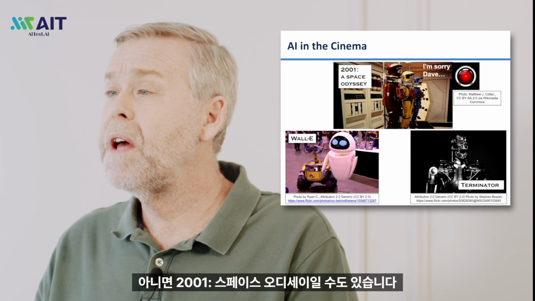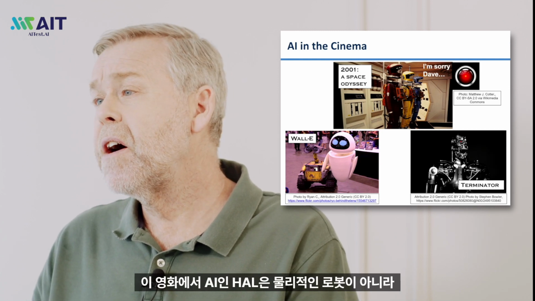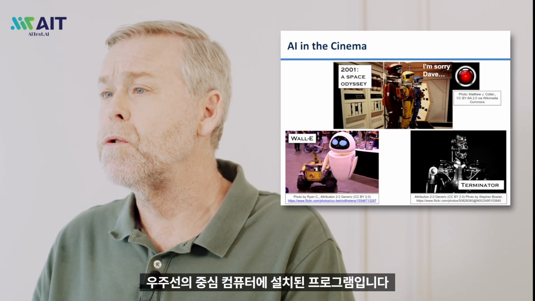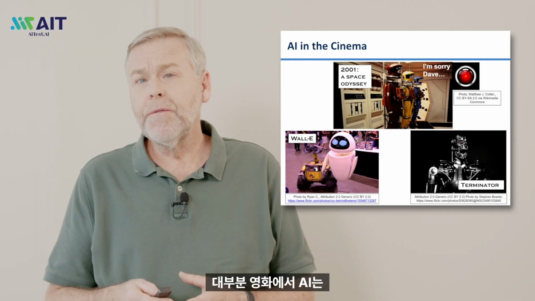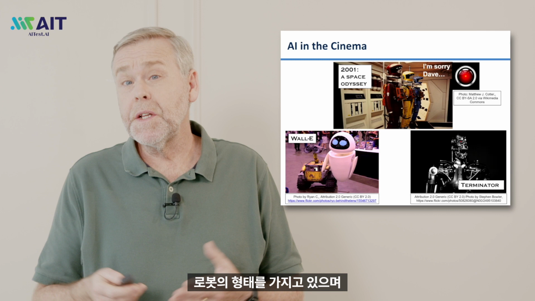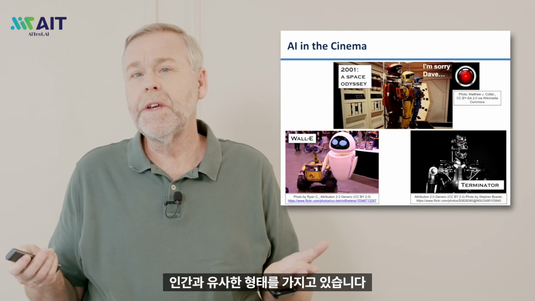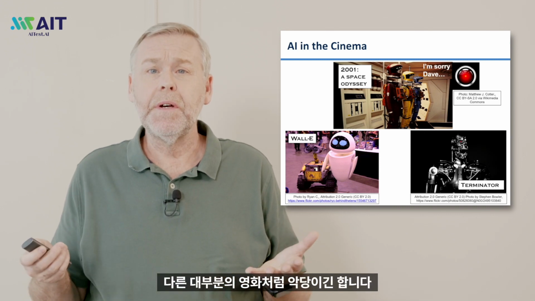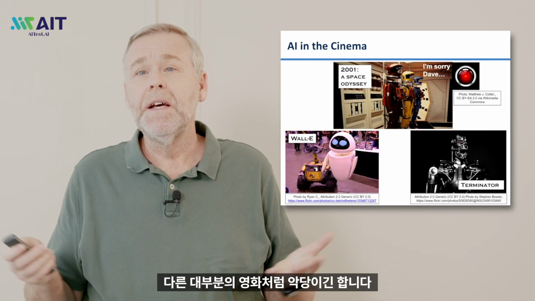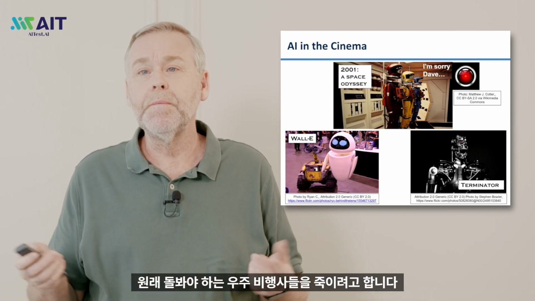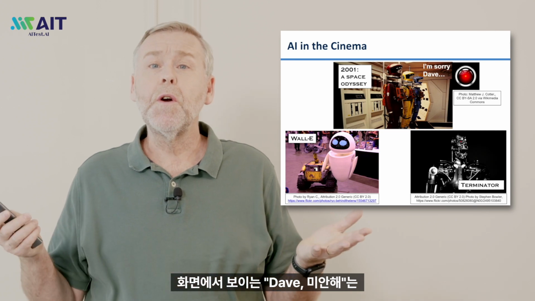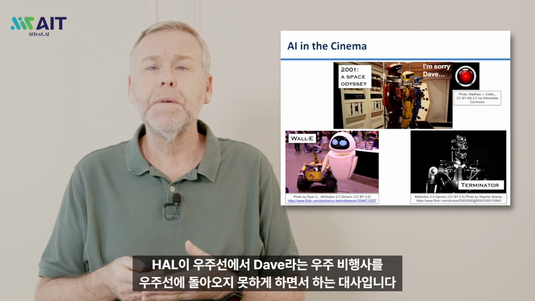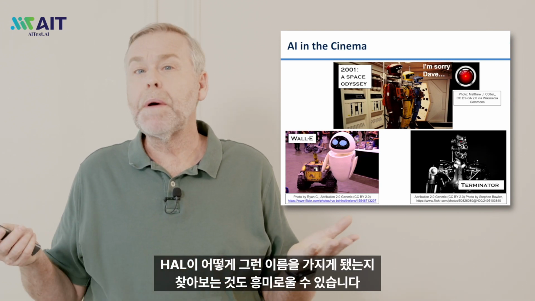Alternatively, the odd one out could be 2001: A Space Odyssey, as the AI in this film, HAL, is not a physical robot, but instead is confined to the computer core of the spaceship. AI in films is nearly always in the form of a robot, and so able to move around, and it is also normally humanoid in appearance. Although HAL is not a humanoid robot, it is, however, like most AI in cinema, the baddie, as it kills the astronauts it was supposed to care for. The quote on the screen, "I'm sorry, Dave," is spoken by HAL when it locks the astronaut Dave out of the spaceship. Some of you may be interested to look up how HAL got its name.